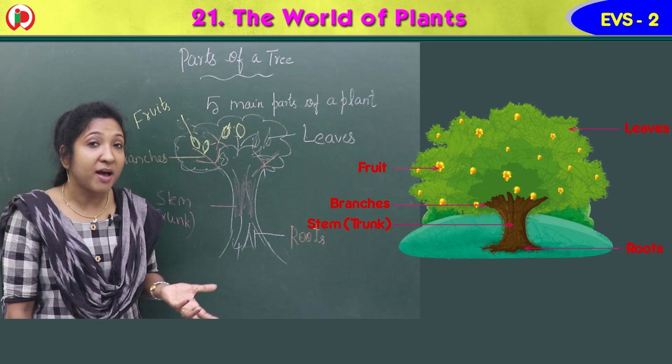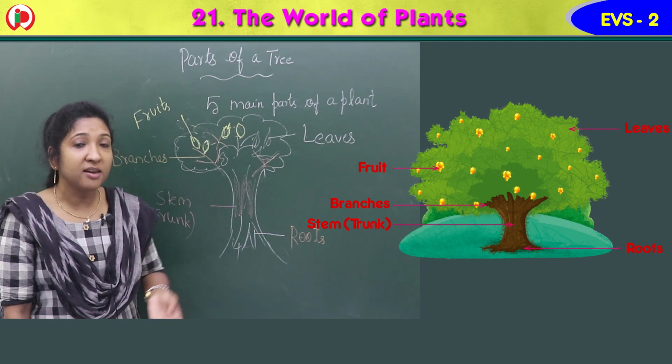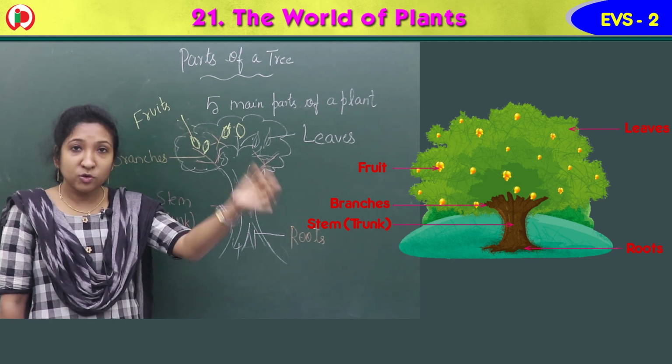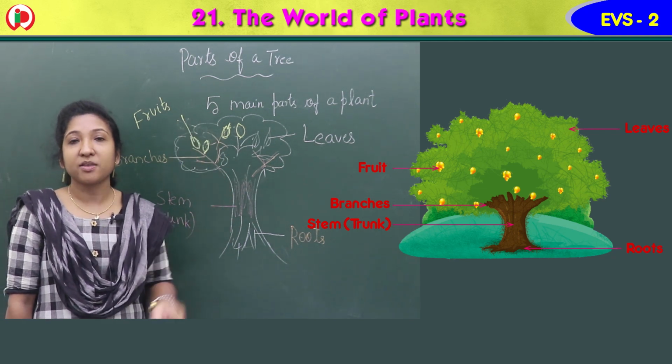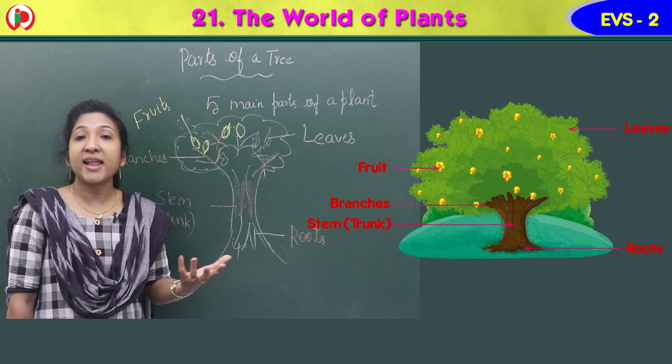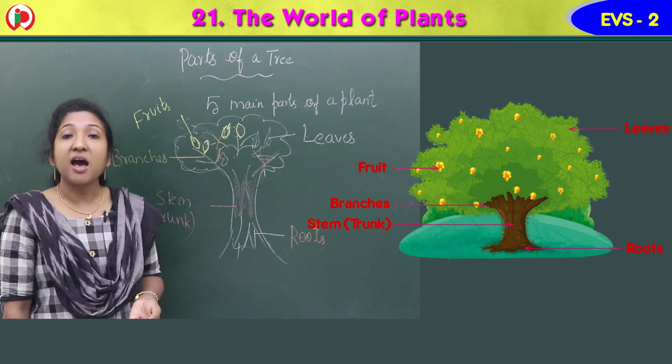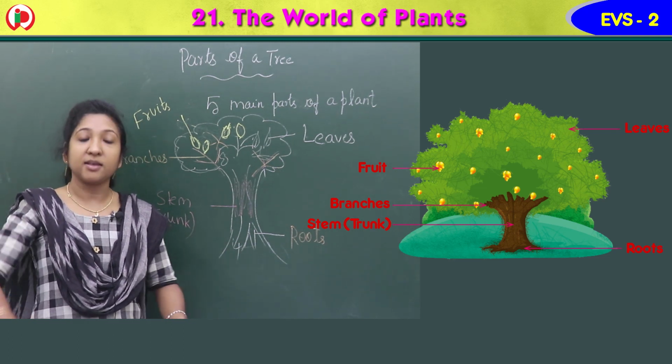Which are the main parts of a plant or a tree, children? Leaves, roots, fruits, branches, stem. Stem is also called trunk. Yes.